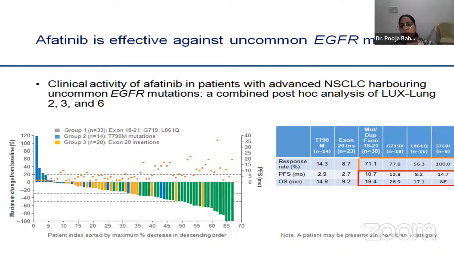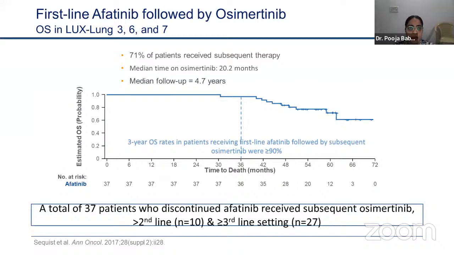And the uncommon mutations are classified into 3 categories: T790M, exon 20 insertion, and mutation or duplication in exon 18 to 21. For this 18 to 21 mutation and duplication, afatinib has shown good activity. Whereas for exon 20 insertion, we have seen mobocertinib and amivantamab, and lazertinib is showing very good results. And in T790M mutation, we know in second line, osimertinib is the drug of choice.